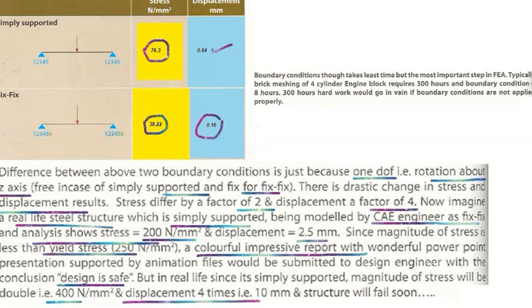The displacement will also be 4 times. Instead of 2.5, it becomes 10. So the structure will fail soon. So the real situation we need to consider while modeling it in the CAE analysis, the FEM analysis. So boundary conditions are very important.